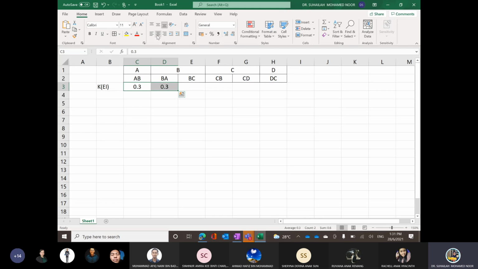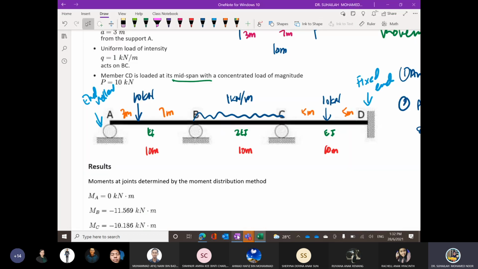Remember that the stiffness factor is for element. AB and BA is the same thing. So for member AB, we only have one stiffness factor value. It is equal to 0.3 because we use the formula 3EI over L because of roller end at A.